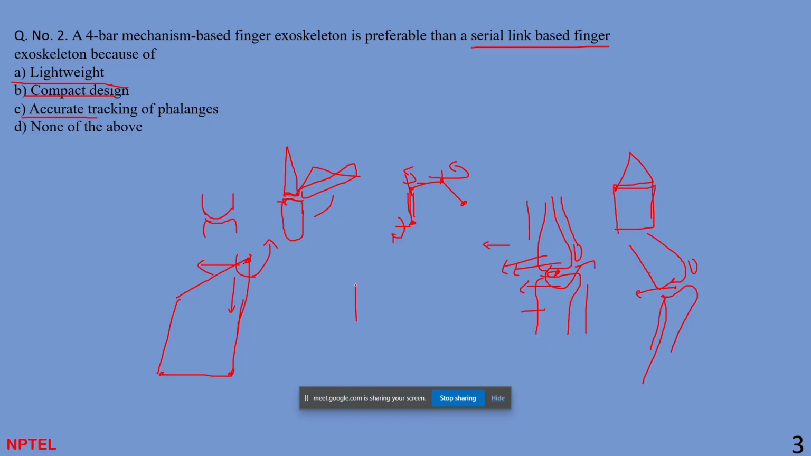Whereas in the case of something like serial joints, the center of rotation always aligns with the motor shaft. It is not changing. So that's why C is your answer.